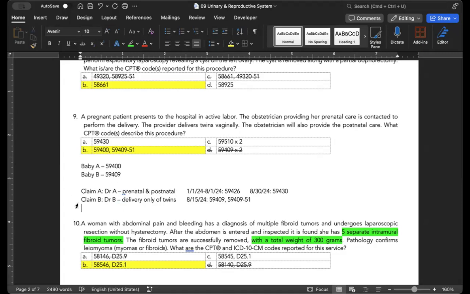But this scenario here is, let's say, like I was saying, Dr. A is just a single practitioner. They have their own office. They don't have anybody else in there with them. They go on vacation, and then Dr. B, who is of a totally different practice, comes in and does the delivery only. Then Dr. B is going to bill for the delivery of the twins, only if they're completely separate practices. Okay, that makes sense.